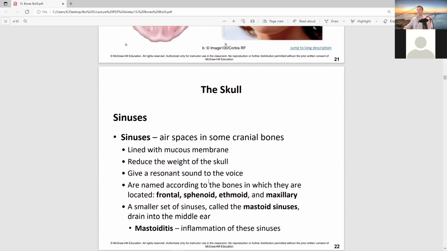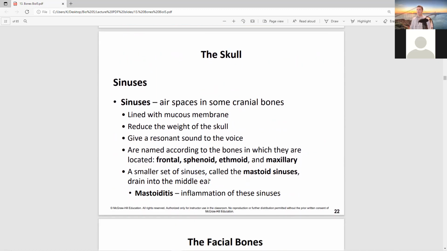So the skull sinuses are air spaces in some cranial bones. They're lined with mucous membrane. They reduce the weight of the skull and give a resonant sound to the voice. They are named according to the bones in which they are located: frontal, sphenoid, ethmoid, and maxillary.